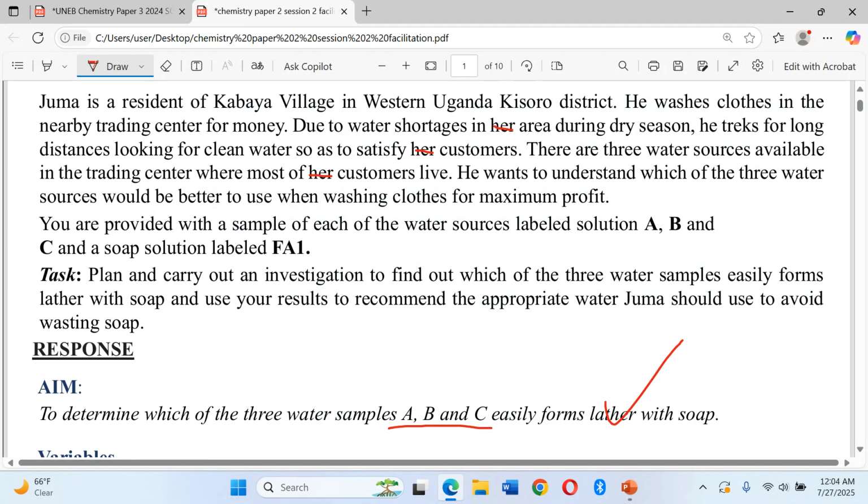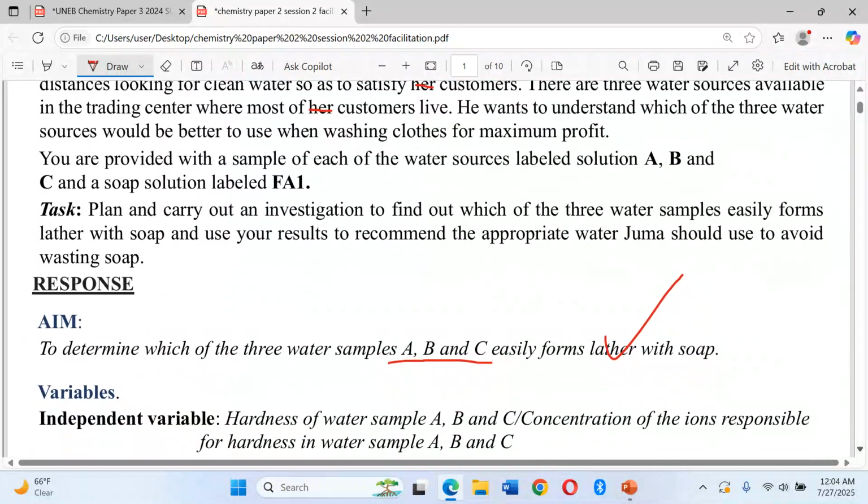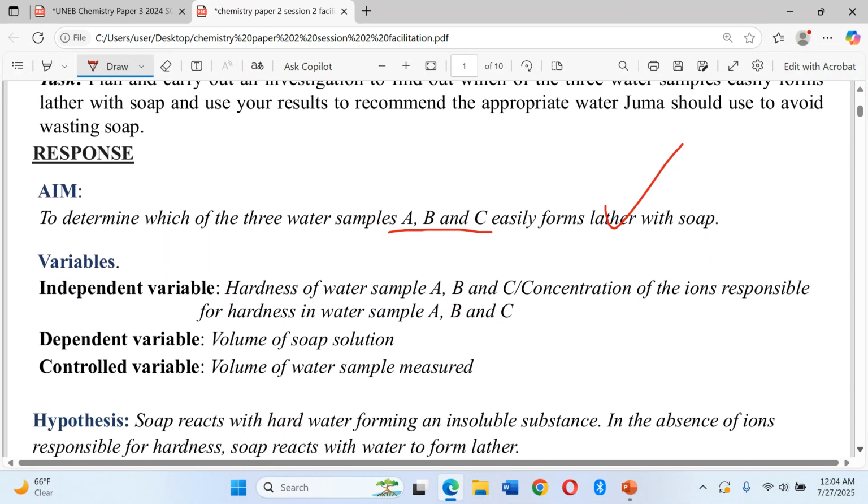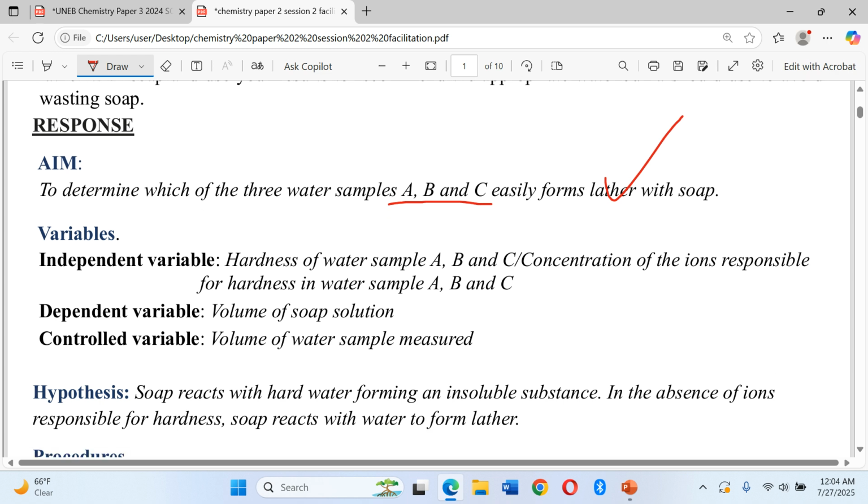And what are we finding out? Which one forms lather easily with soap? Number 2, we look at the variables. Now, the variables, the independent variable: what are we keeping on changing is the water from the different source. Are you seeing that? There was water sample A. When you put it there, it will behave differently. When you use the one for B, it will behave differently. So what will be changing? It will be the dependent variable, the responding.